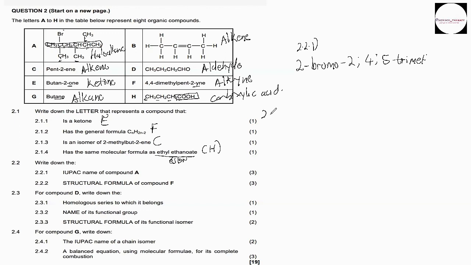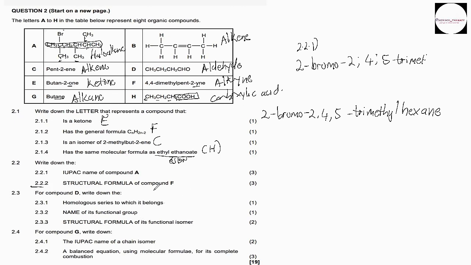So let me write it here. That's 2-bromo, and then 2,4,5-trimethyl. And the longest chain, we said, has 6 carbons. So that's trimethylhexane. Right, so that's the name: 2-bromo-2,4,5-trimethylhexane. So that's for 3 marks.